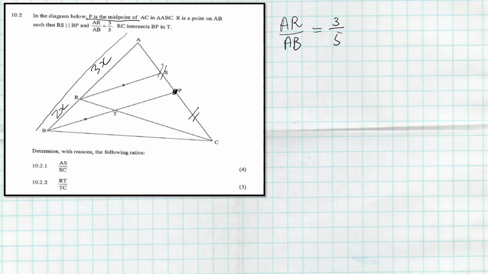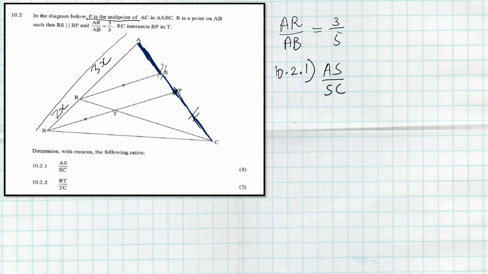Then we are given that RS intersects PB at T. Okay, so let's go to the first question, 10.2.1. It says determine with reasons the following ratios, AS over SC. AS over SC. Can you check, AS is this one? Or maybe I can use a different color. Which one? This one maybe. So we want to get AS over SC.